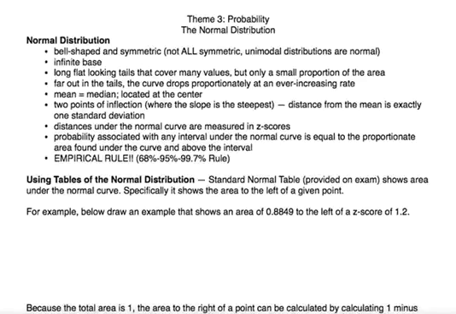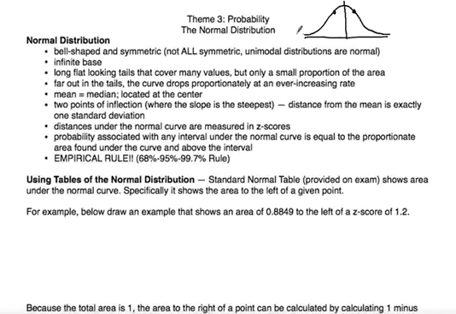The mean and the median will be equal to each other, and they are located at the center. There are 2 points of inflection where the slope is the steepest. Let me draw a picture. This might be helpful. All right, so there are your long flat tails. Your mean and your median would be in the center. The 2 points of inflection where the slope is the steepest would be like here and here. The distance from the mean is exactly 1 standard deviation at those places.